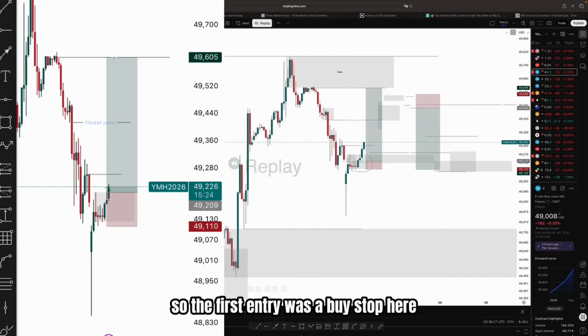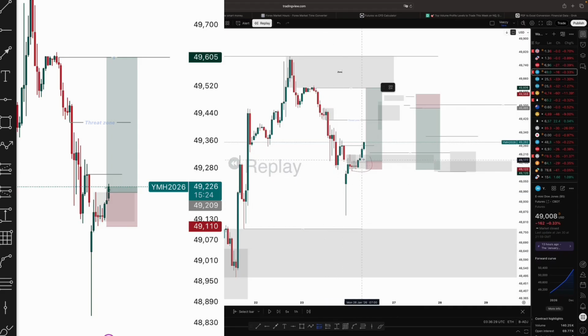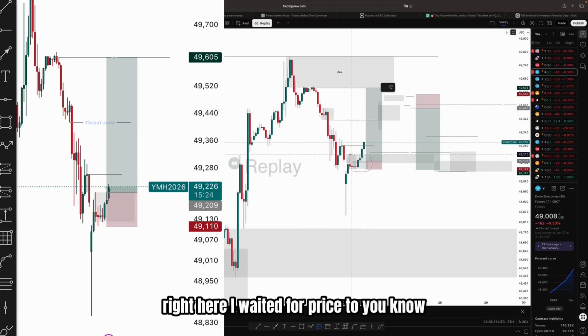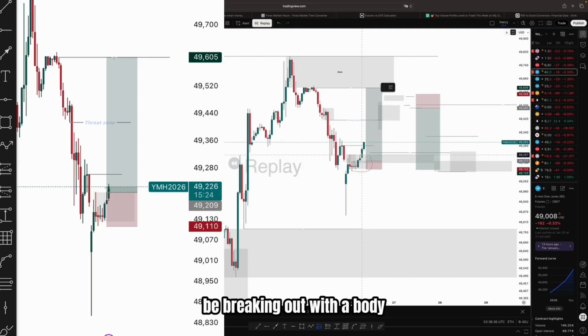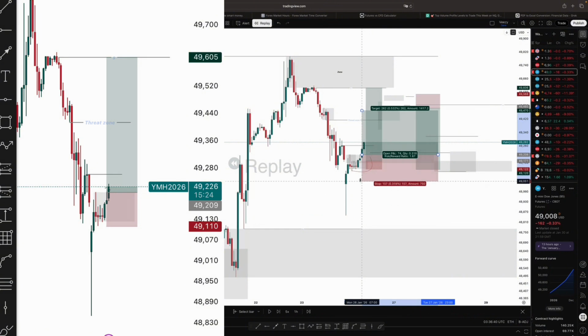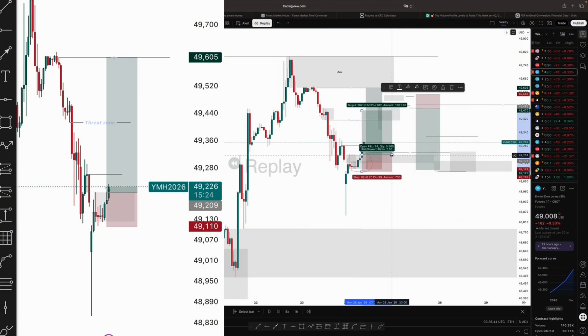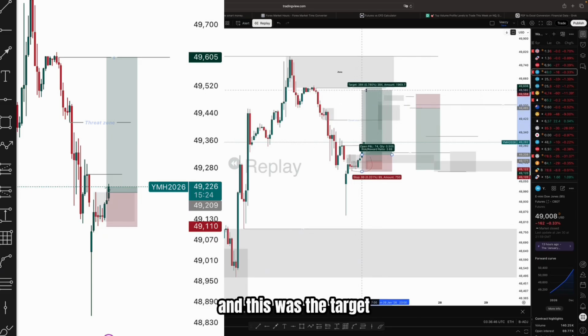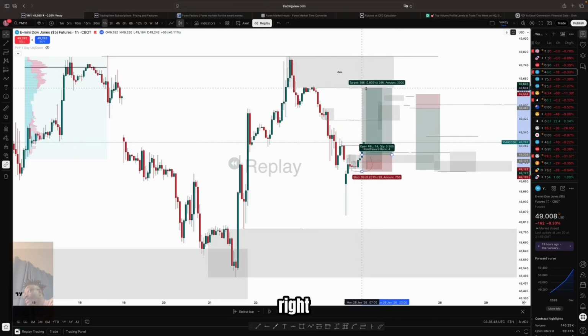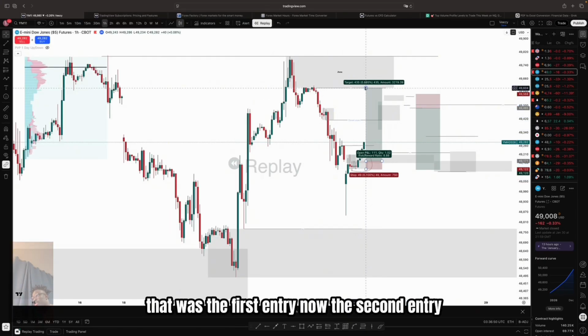So the first entry was a buy stop right here. I waited for price to be breaking out with a body. So this was the first entry. Stop was just beneath this guy. It was a 1 2 3, and this was the target, right? That was the first entry.